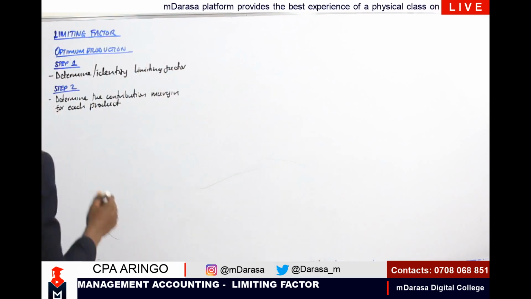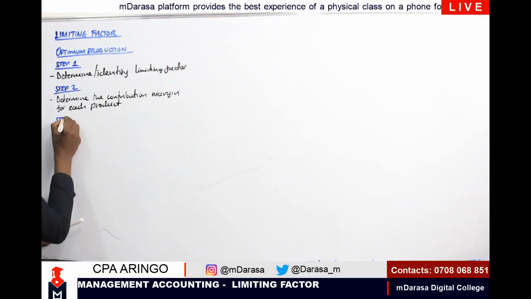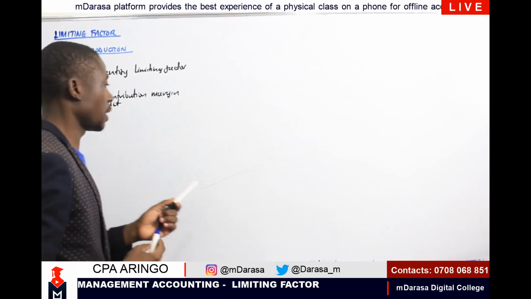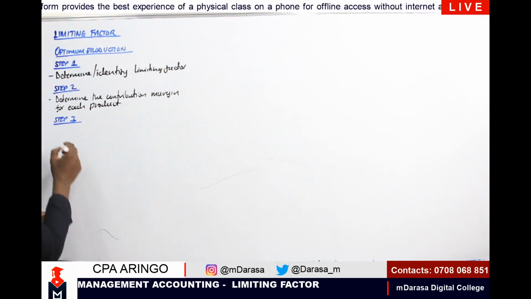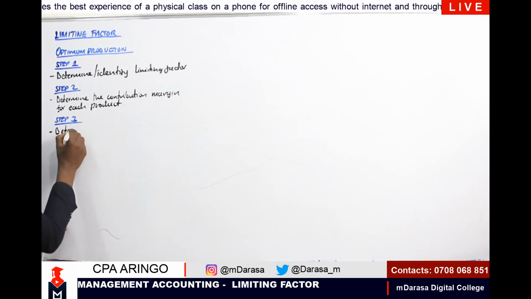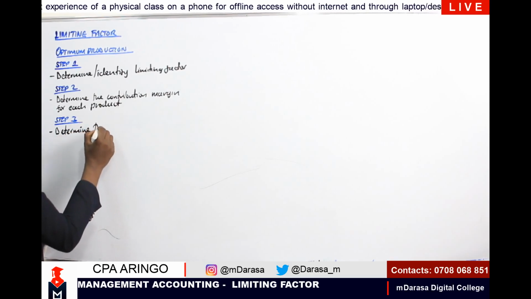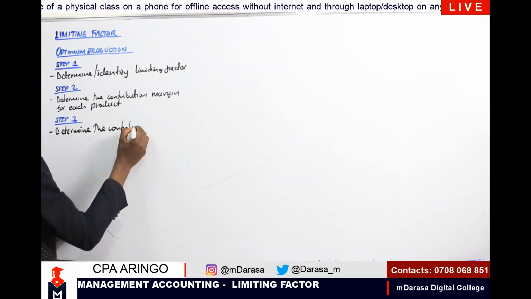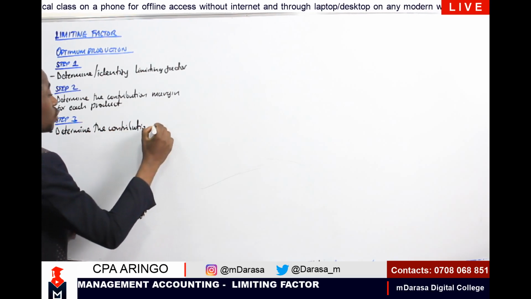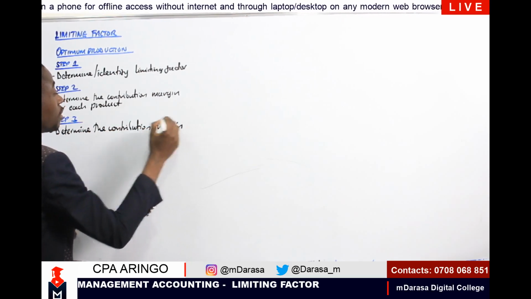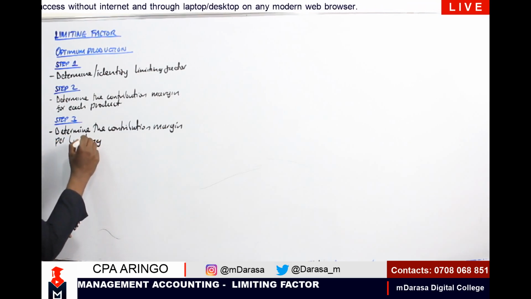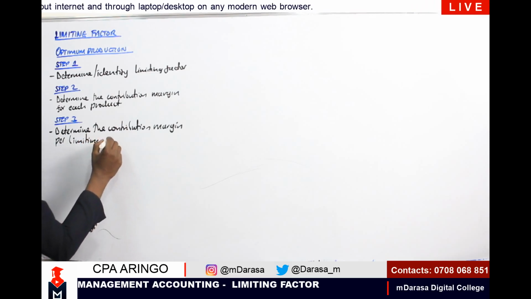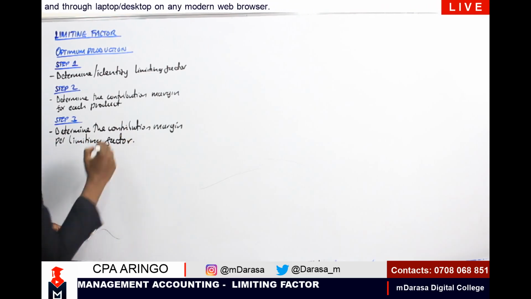Then step number three: what you need to do is to determine the contribution margin per limiting factor. Determine the contribution margin per limiting factor. That should be your step number three.